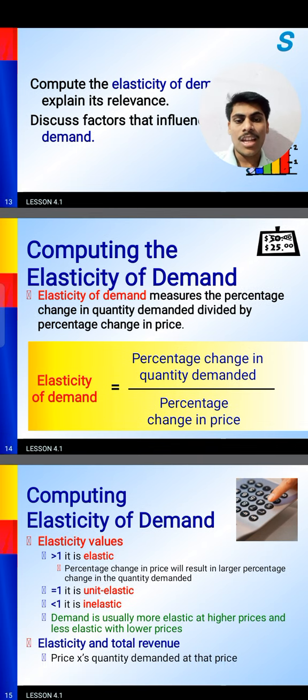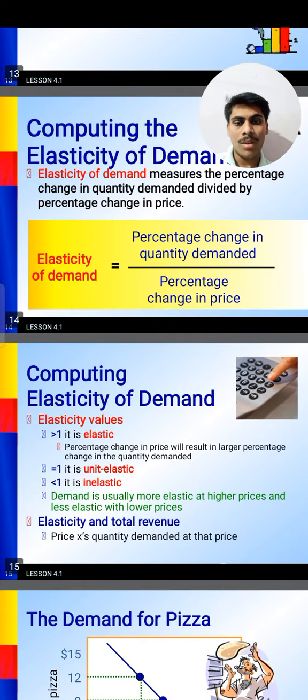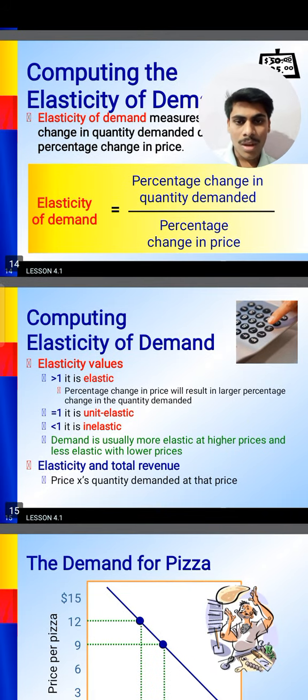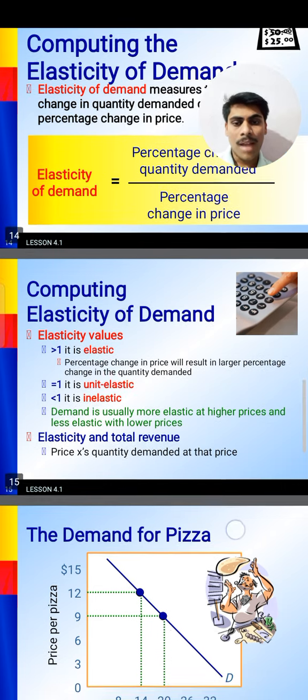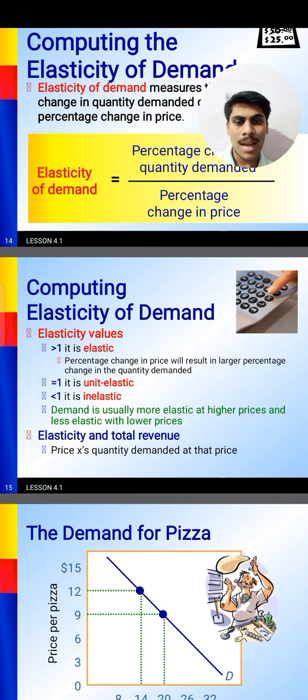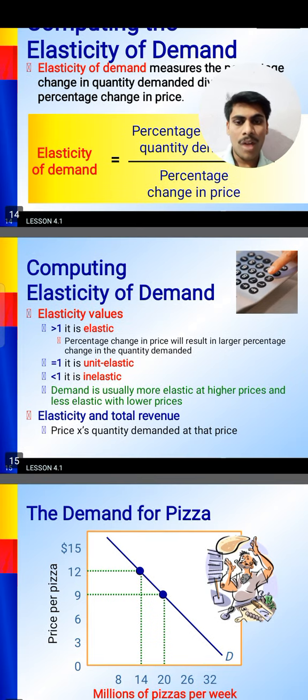Computing elasticity of demand and elasticity values: if greater than 1, it is elastic, and a percentage change in price will result in a larger percentage change in the quantity demanded. If equal to 1, it is unit elasticity, and if less than 1, it is inelastic. Quantity demanded is usually more elastic at higher prices. Total revenue is price times quantity demanded at that price.